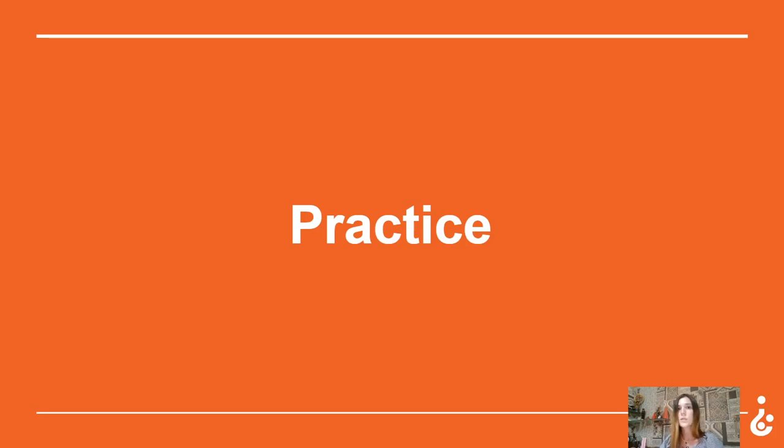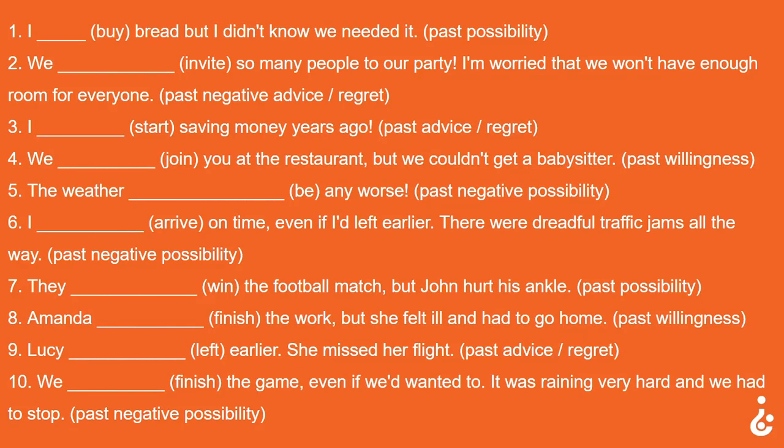Now let's do some practice. So, in your first task, you should put the correct modal verb. So, I buy bread, but I didn't know we needed it. You see, we have past possibility. We invite so many people to our party. I'm worried that we won't have enough room for everyone. You see, past negative advice or regrets.